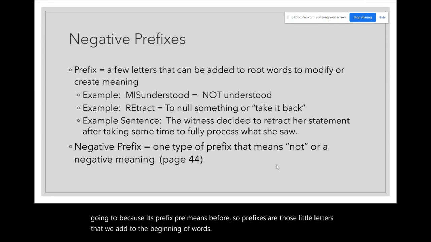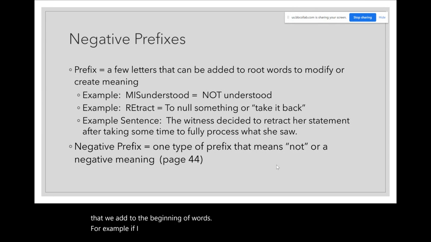So for example, if I say misunderstood, mis means not. So the meaning of misunderstood is not understood. That's when we say like, oh, teacher, I misunderstood what you said. Can you please explain it? Right? So we can add the prefix mis to show that something is negative or not.